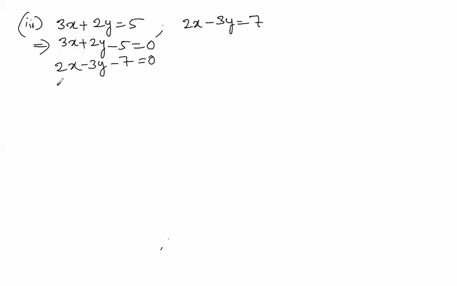Children, you will get a1 by a2. a1 by a2 is equal to how much? 3 by 2, right? 3 by 2 is a simplified form. So a1 by a2 is equal to 3 by 2. Now b1 by b2, how much is b1 by b2? 2 by minus 3. 2 by minus 3, we can write minus 2 by 3. Here itself, we can come to a conclusion. We don't need to find c1 by c2.